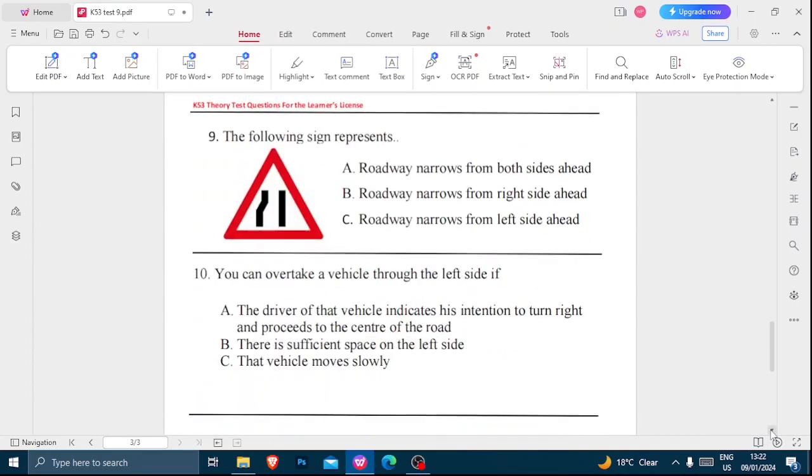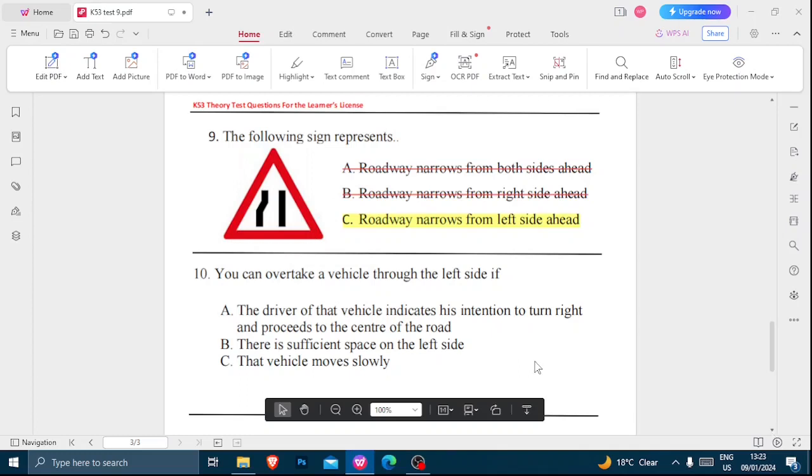Number 9. The following sign represents, here we go again, guys. As you can see, this one represents a road that narrows from the left. So here is the left side and here's the right side. As you can see, the road is narrowing from the left. Now let's look at our answers. Option A, roadway narrows from both sides, which is incorrect here. Roadway narrows from the right side is also incorrect there. Roadway narrows from the left side, this one is the correct answer here.